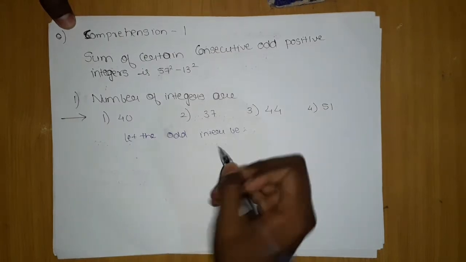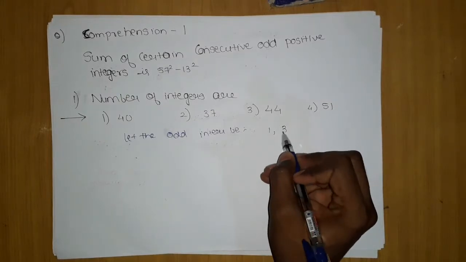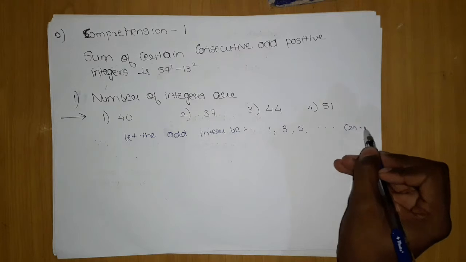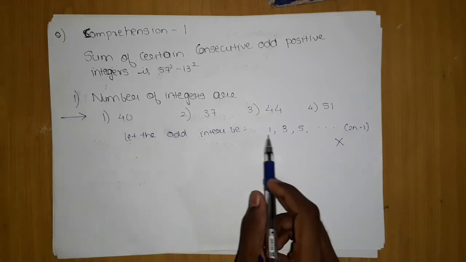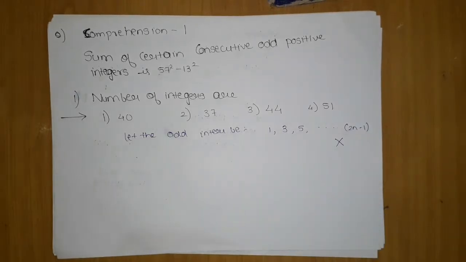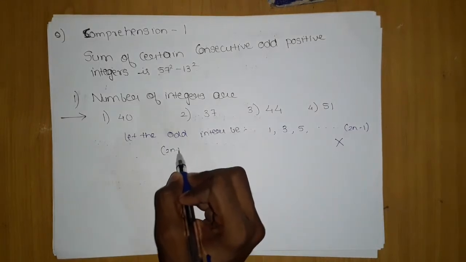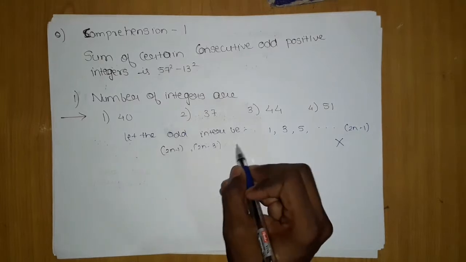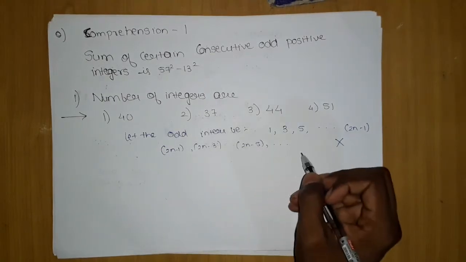Now what common mistake children make is they take odd integers like 1, 3, 5 like this, and 2n minus 1, which is wrong, because here they have told the sum of certain odd positive integers, not starting from this two. So we have to take any general terms. Can we take this one, 2n minus 1, 2n minus 3, 2n minus 5, and so on?